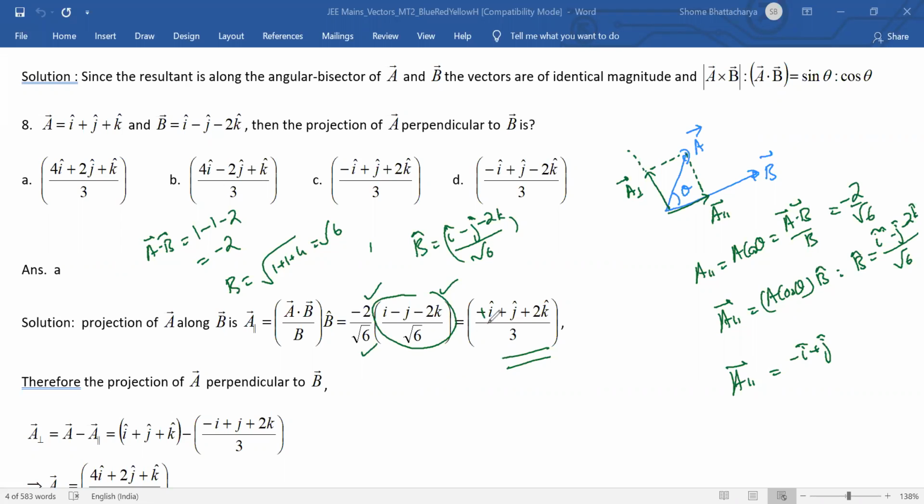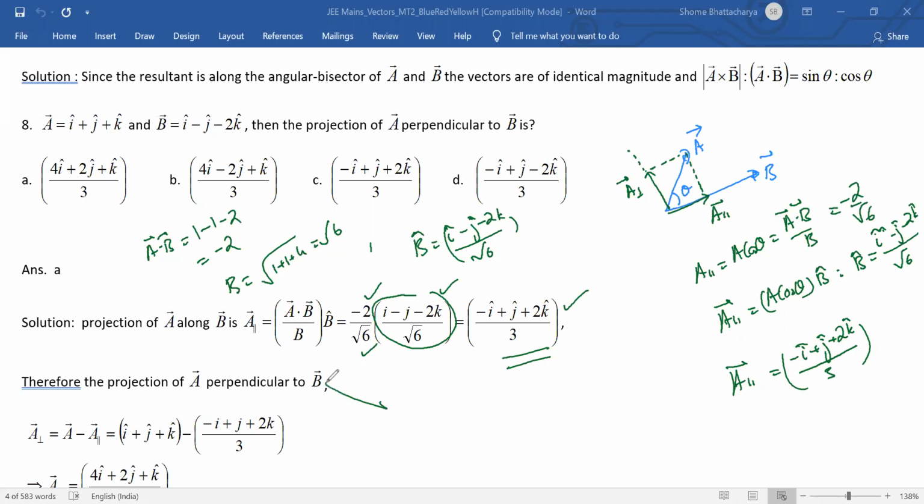So now when you multiply, this is correct. Okay, my mistake. This was correct only. So just multiply these two. So you'll get this. So this is your A parallel. It is minus i cap plus j cap plus 2k cap, into 2 by, so root 6 into root 6, that will just become 6. So this is your A parallel.